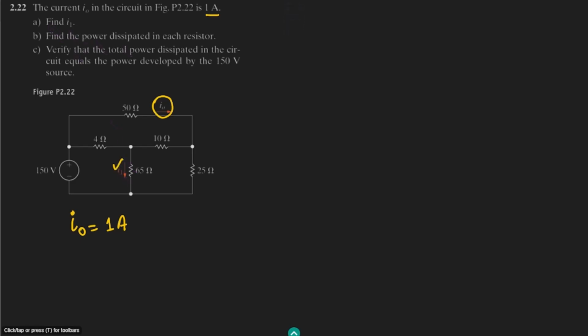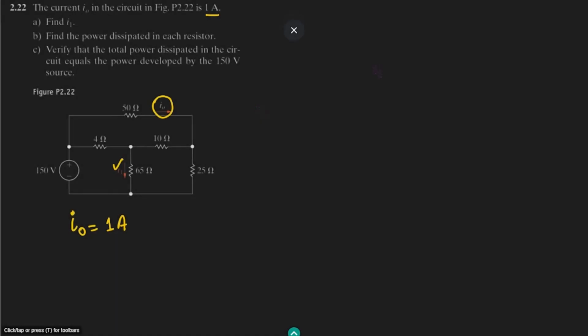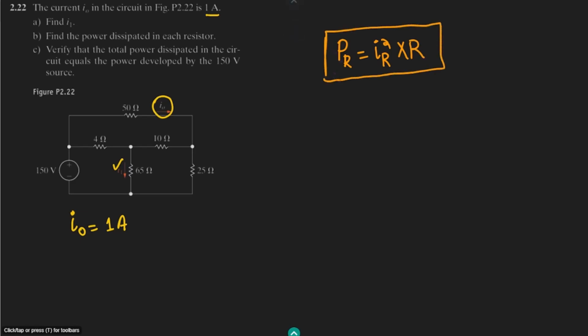We have to find the power dissipated in each resistor, and we have to keep in mind that the power dissipation formula in each of the resistors is P of R equal to I R squared multiplied by the value of the resistor. So for that we will need the value of the current which is flowing through each of the resistors here.